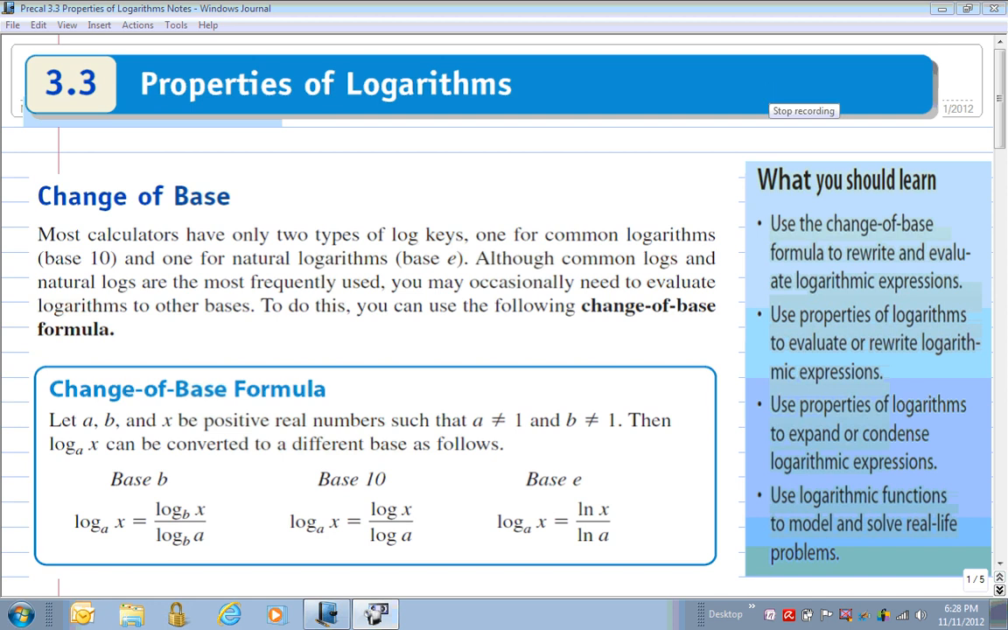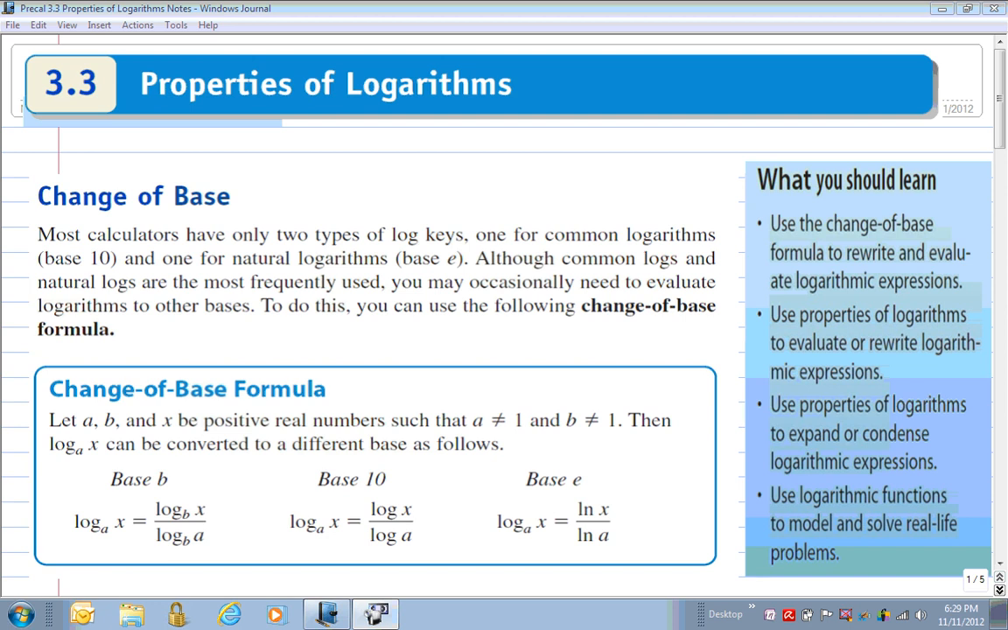We're going to start tonight and discuss change of base. With the new calculators that we're having, our Inspires, you actually can put in the base in your calculator, but most calculators only have two types of log keys, one for a common logarithm, which is base 10, and one for a natural logarithm, which of course you know as base e.